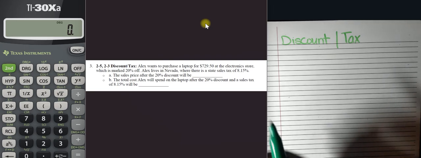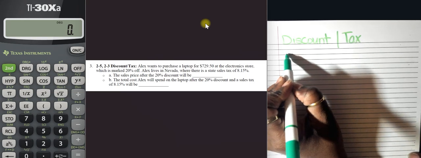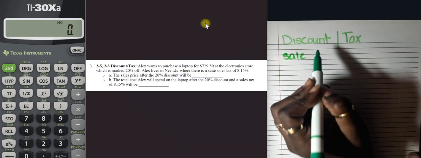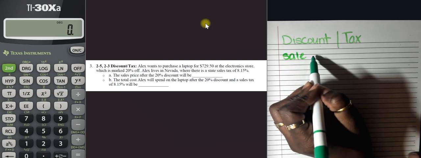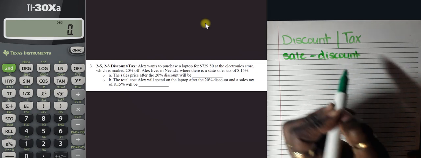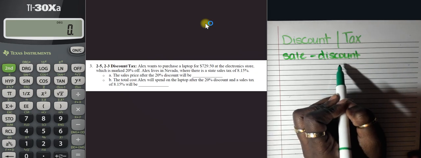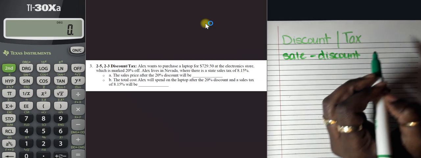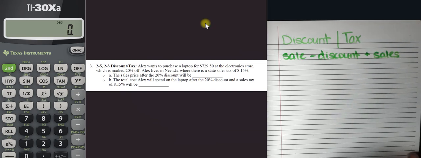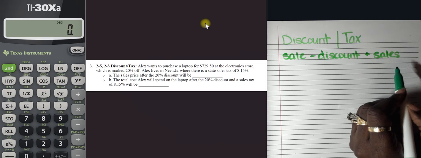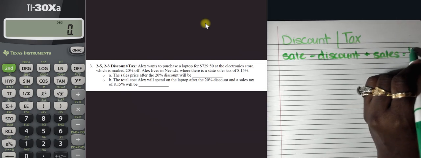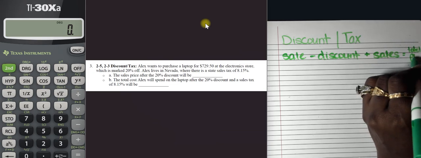So remember that in order for us to find out the total cost, we first need to know what the sale price is. This is the original amount minus any discounts, because those discounts are going to basically save us money. Once we know what our discount is, then we're going to add in our sales tax. And then from there, you should come out with your total. This is the total price that you need to pay.